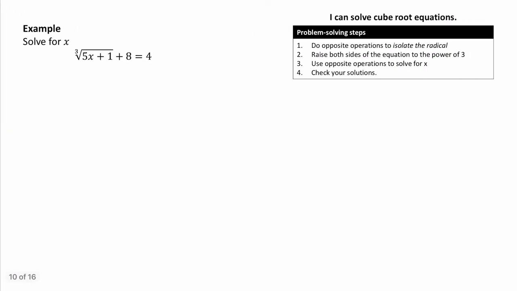Now let's try this one. Here, we don't have the cube root already by itself. So we're going to need to use opposite operations to isolate that cube root. What I'm going to do here is subtract 8 from both sides.